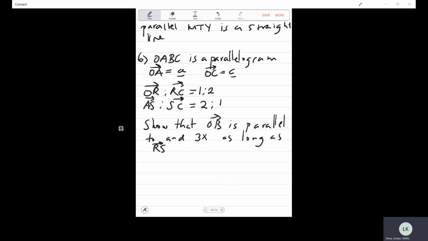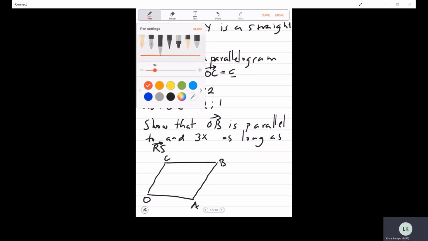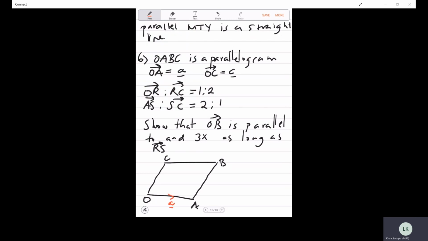Now, first thing with questions like this, if you're not given a diagram, is you need to sketch your diagram. So I will draw a parallelogram. This is what my parallelogram looks like. Then I put my points: I have O, A, B, and C. I'm told the vector from O to A, OA, is A. So this vector here is A. Then the vector from O to C, this vector here, is the vector C.